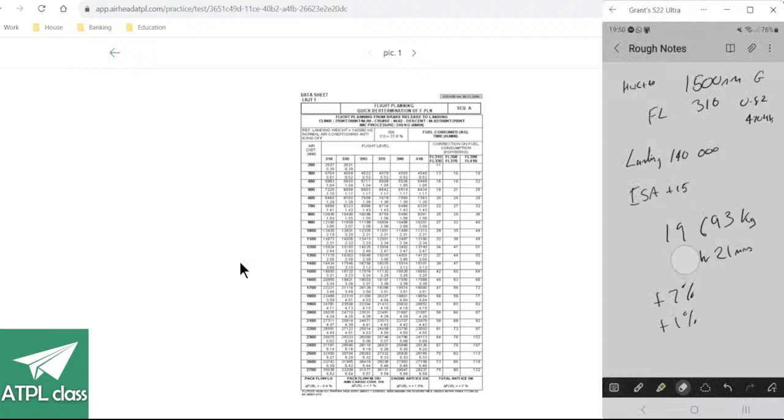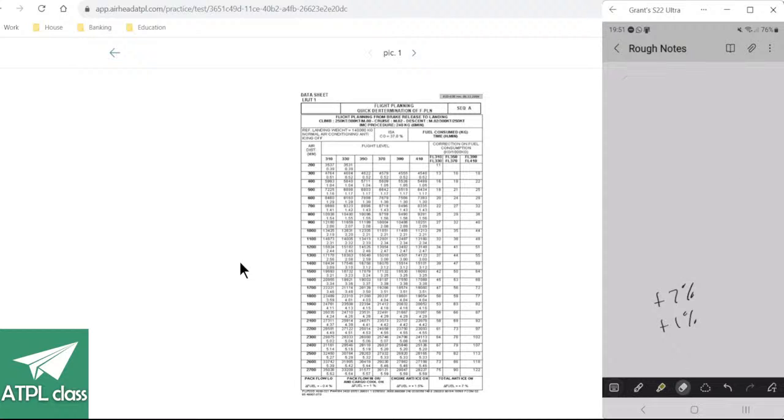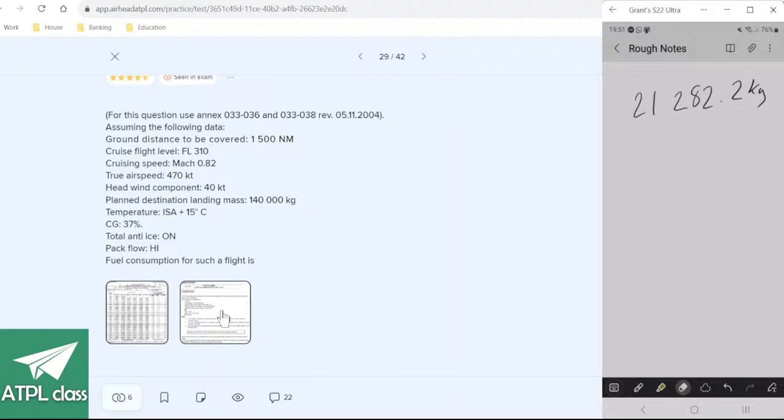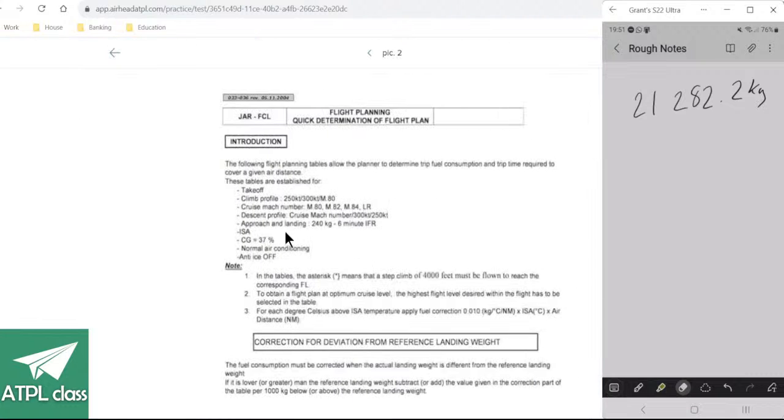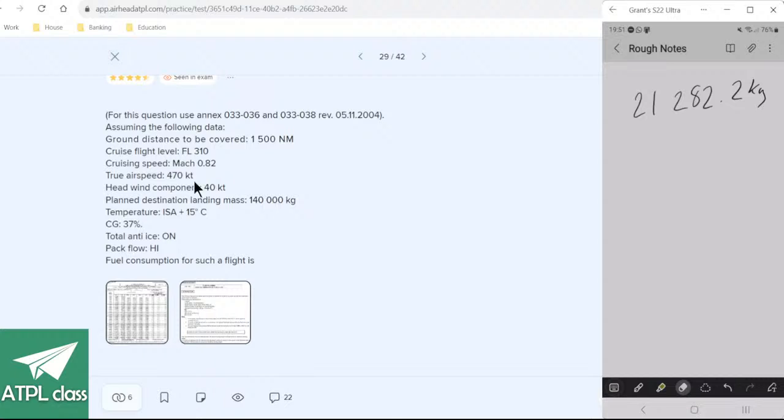So let's get into it. So we've got our figure there, 19693 times 1.07 times 1.01. That gives us our correction for the first two bits, which is, I've just rubbed out half the essential information, that's fine. 2128.2 kilograms. That's with the corrections down at the bottom here. Next correction we have is over here. This is our climb profile, descent profile, yes. In the tables, the asterisk means that a step climb of 4,000 must be flown.